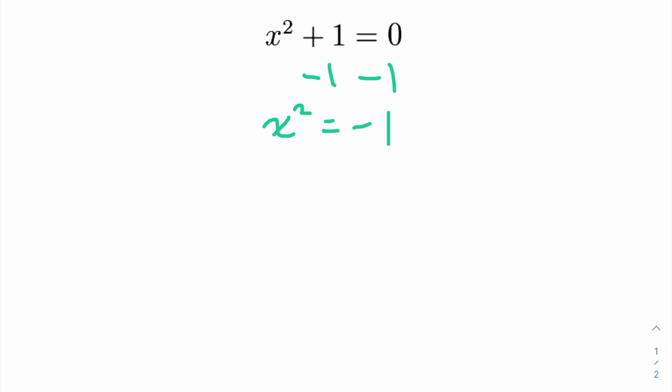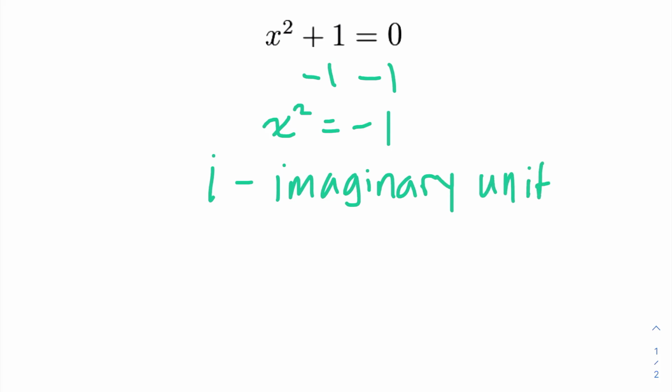So to solve this problem, people came up with the number i, which is often referred to as the imaginary unit. And i is a number that if you square it, you get negative 1. So the answer to our problem is that x is equal to i.